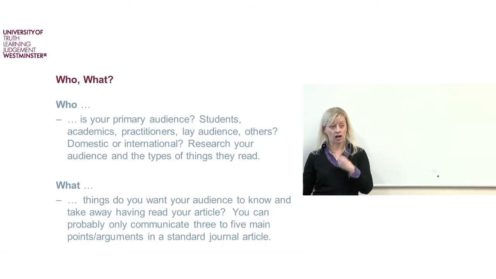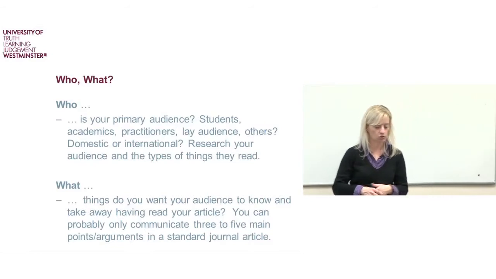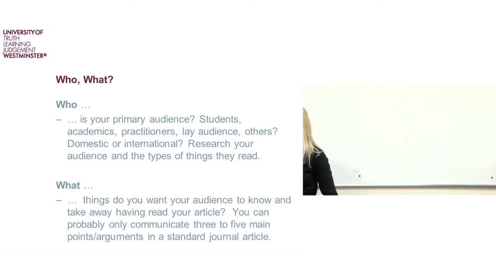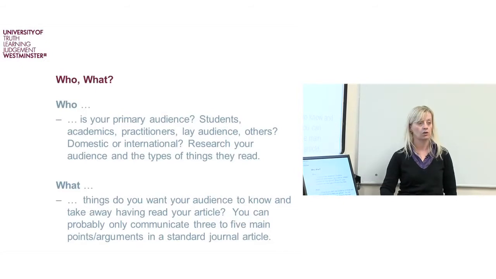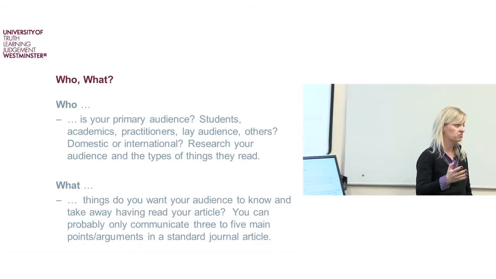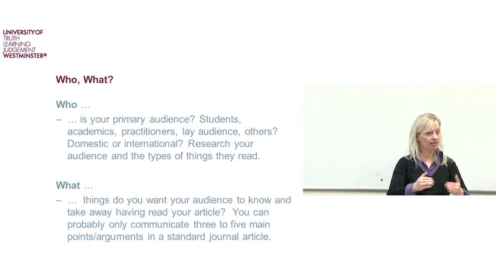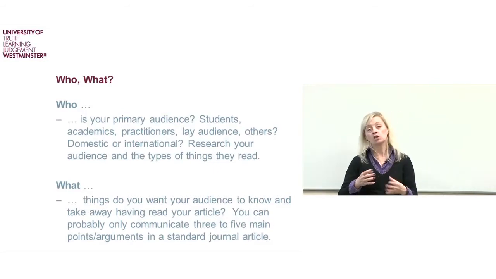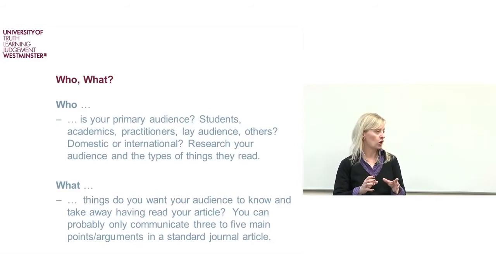In my experience, and I review articles for a number of international journals, so I get sent draft articles from academics and I go through them. My experience is most articles, even an 8,000 to 10,000 word article, can probably only communicate 3 to 5 main arguments. Really? That's not to say there aren't other things underneath, but you've got 3 to 5 what we call takeaways at the end. And that's going to, to an extent, shape the structure of your article.